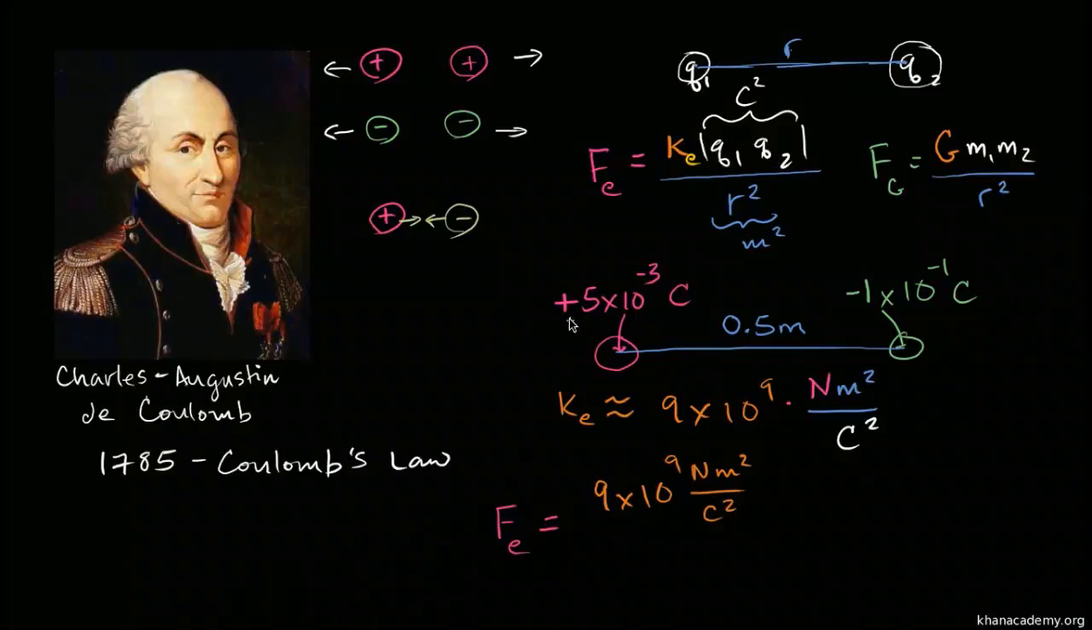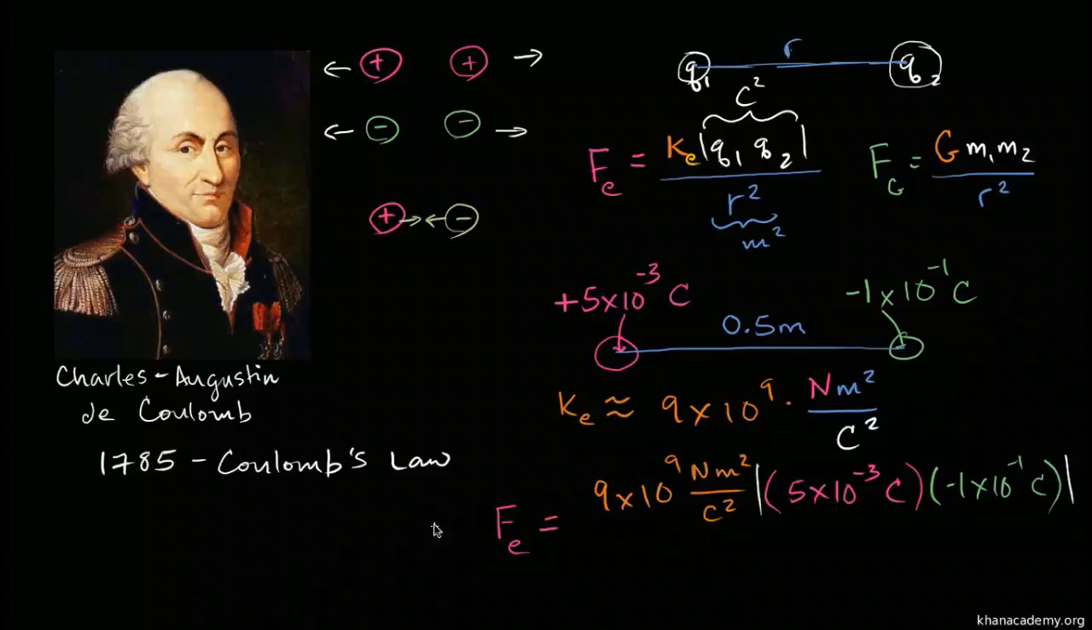Let me just write it all out for this first time. So it's going to be times 5 times 10 to the negative 3 coulombs times negative 1 times 10 to the negative 1 coulombs. And we're going to take the absolute value of this, so that negative is going to go away. All of that over, we're in the home stretch right over here, 0.5 meters squared.